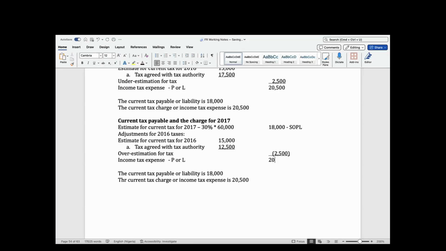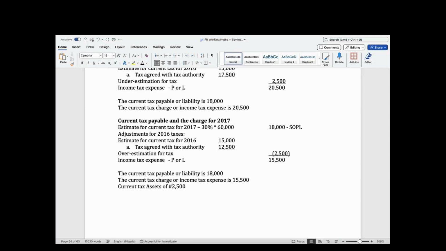in such a way that our income tax expense to P&L becomes 15.5. Though our liability for this year that we are going to recognize as a liability is still 18,000. The current tax charge to P&L will be 15.5. But in this case now, there will be a second leg. Since the tax man will not give you the money, we would have a current tax asset of how much? 2.5.